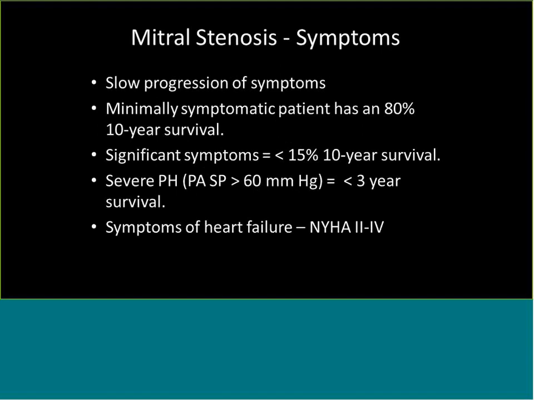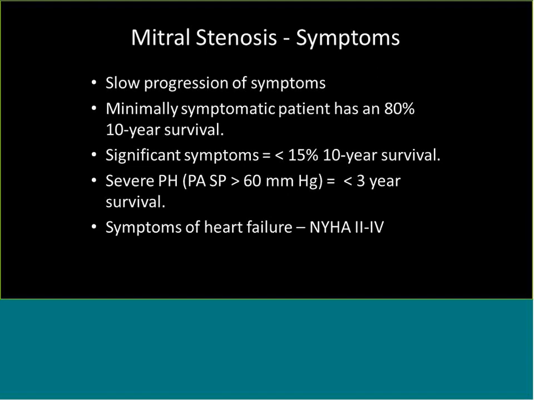You have a slow progression of symptoms. It's not an acute onset. The asymptomatic patient has an 80% 10-year survival. That's pretty good. With significant symptoms, there's less than 15% 10-year survival. So if you're symptomatic, you should be treated and followed closely.